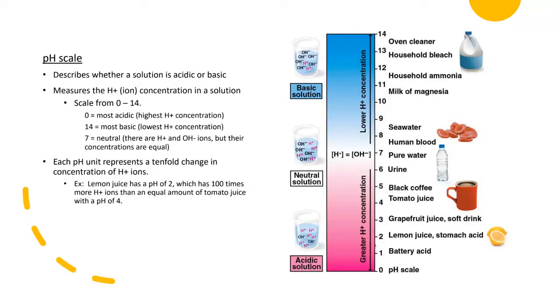All right, let's wrap up this chapter with an introduction to acids and bases. You ever seen this before? This is a pH scale. What does it do? It describes whether a solution is going to be acidic or basic. What does the pH scale measure? It measures the hydrogen ion concentration in a solution.